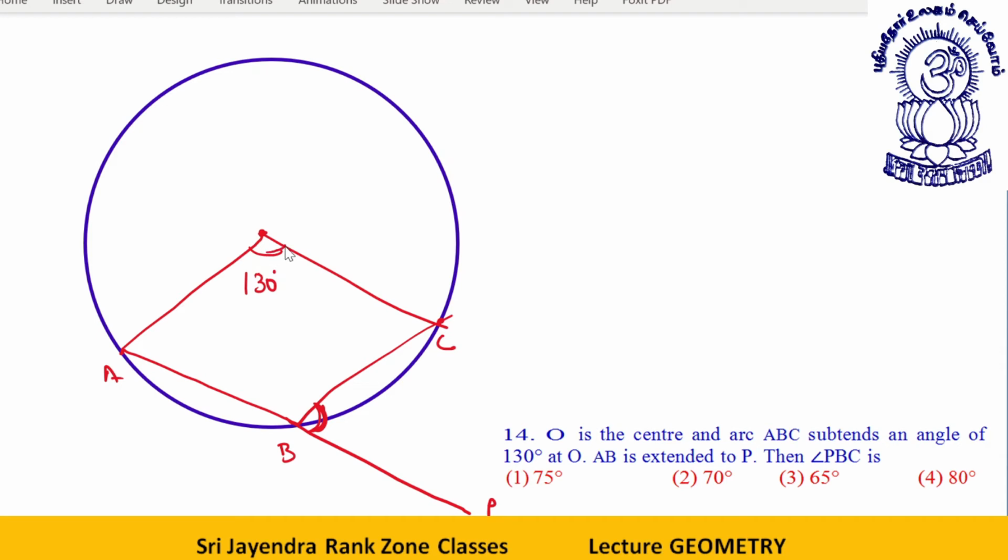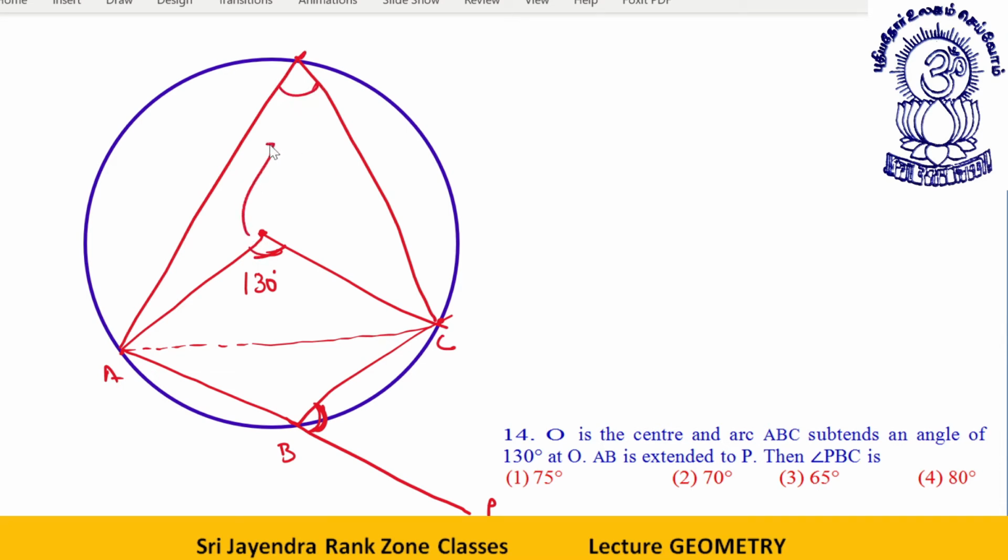This is 130 degrees at the center. So I can say AC subtends an angle of 130 degrees at the center. So anywhere else, what angle will they be subtending? They will be subtending half of this. Half of 130. What is half of 130? 65 degrees. So this is 65 degrees.